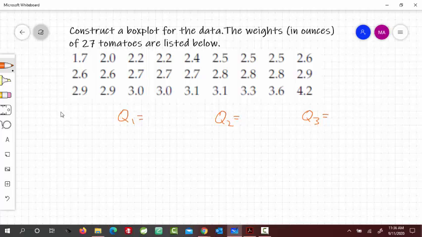So the middle value, and you see that there are 27 values and each line has 9 values, right? The middle is the 14th value, so 13 on each side. So 9 values in the first line, and then you count 10, 11, 12, 13, 14. So this is 2.7, right? This is your second quartile.